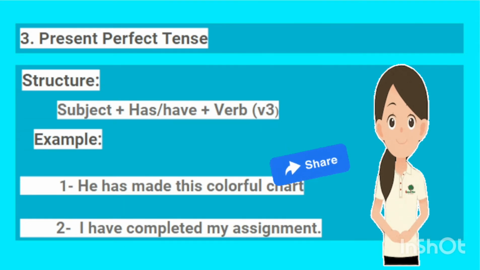Present perfect tense. This tense is used to describe an action that has begun in the past, continued into the present and has just been completed. This tense is also used to describe an action that happened in the past before another action took place. The structure of the present perfect tense is subject, helping verb, third form of verb and then object. We will use has with he, she, it and a singular name, while have will be used with I, we, you, they and plural. For example, he has made this colorful chart. I have completed my assignment.